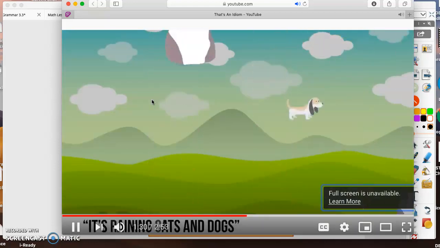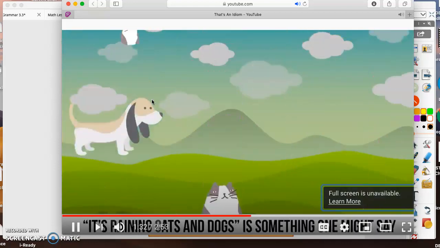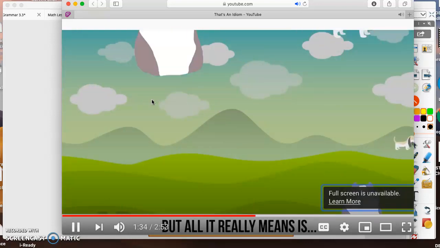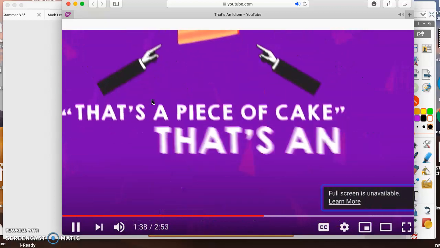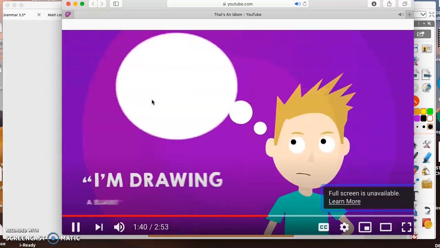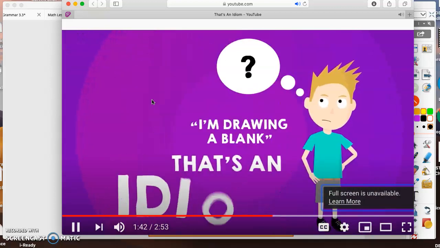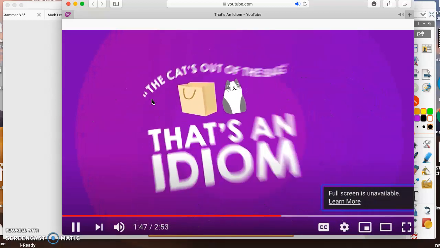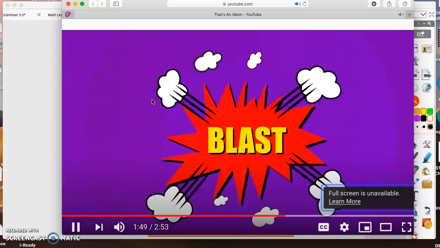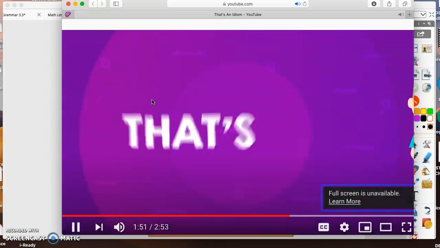It's raining cats and dogs is something one might say, but all it really means is that there's lots of rain. That's a piece of cake, that's an idiom. I'm drowning in paperwork, that's an idiom. Let the cat out of the bag, that's an idiom. Gonna have a blast, that's an idiom.